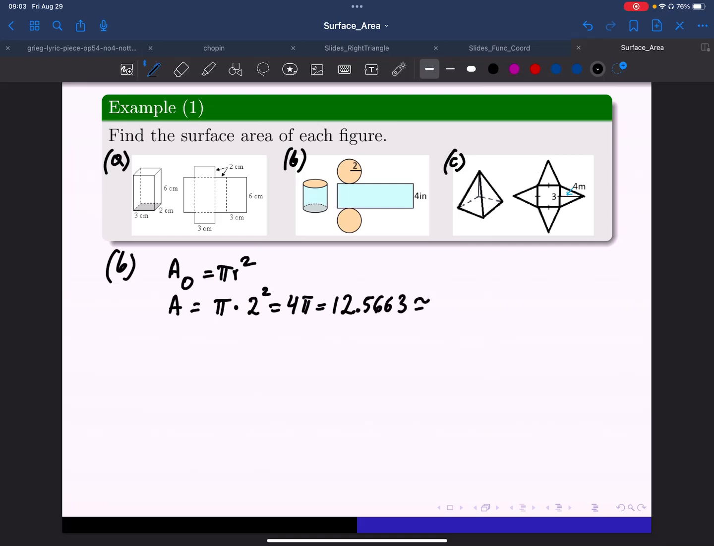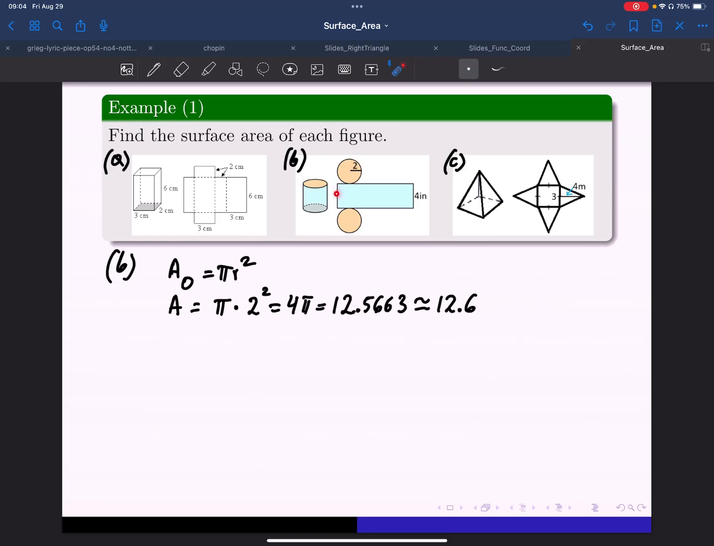12.5663, so approximately 12.6. Use the pi button, 4 times pi, that should give you this, and then you approximate to 1 decimal. 12.5, look at the next digit, it's 6, so we increase it. It's 5 or more, we increase the 5 into 6.